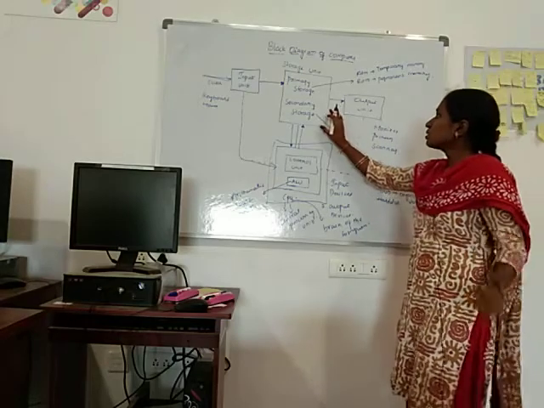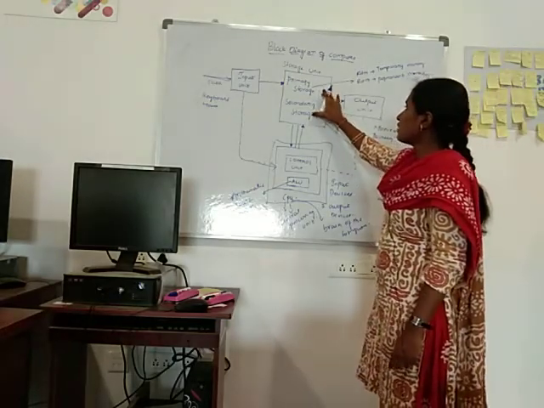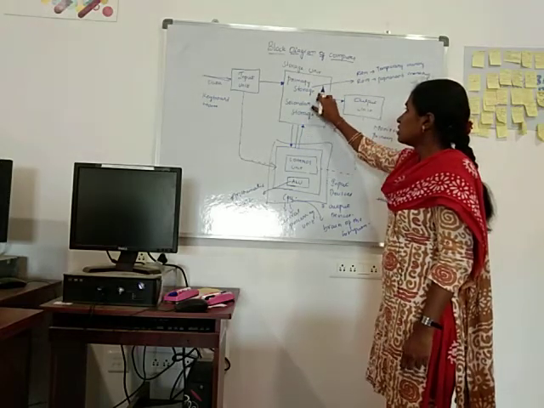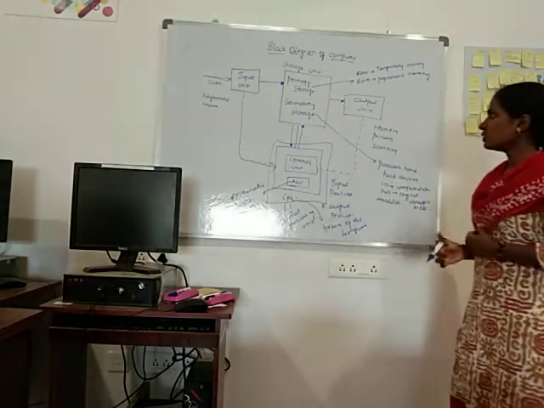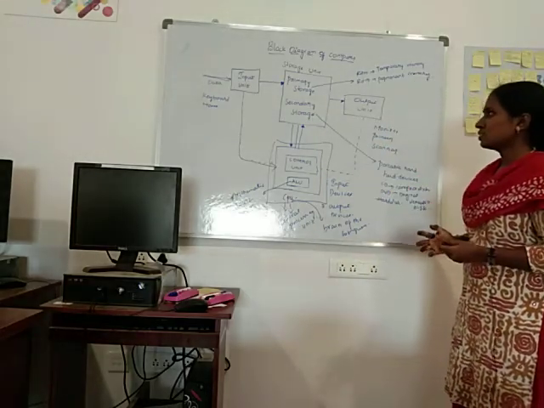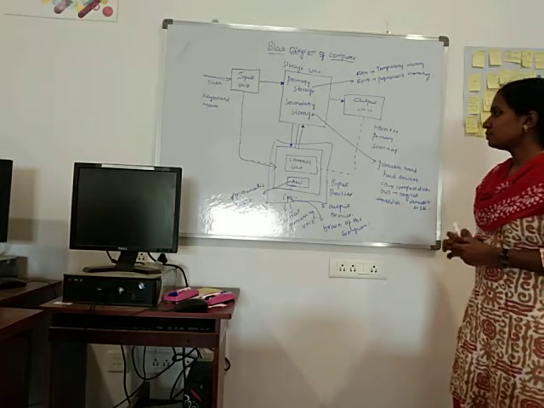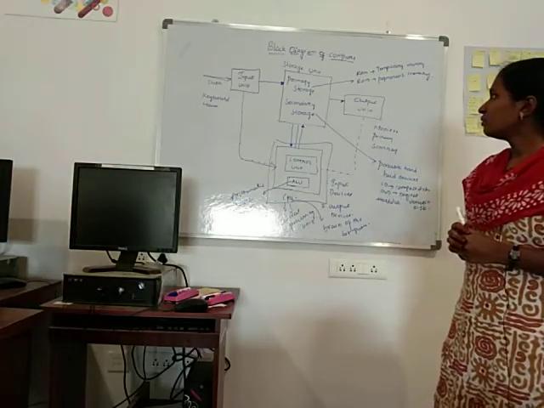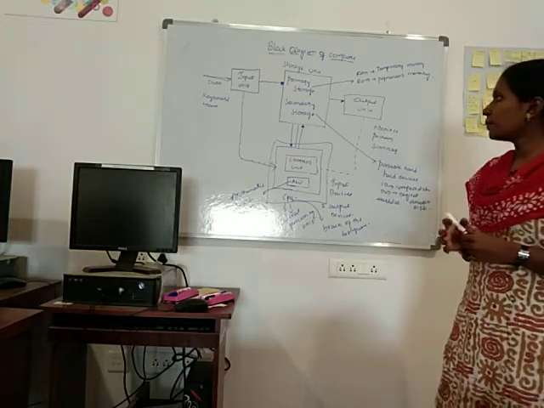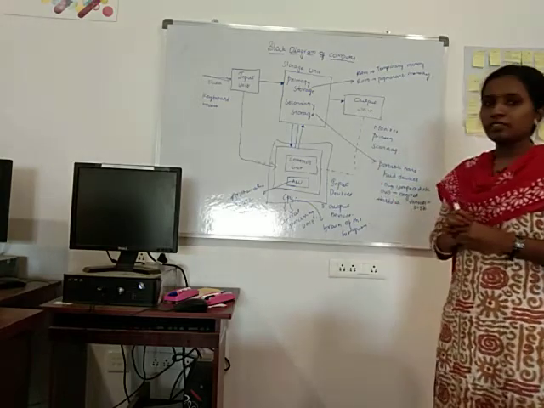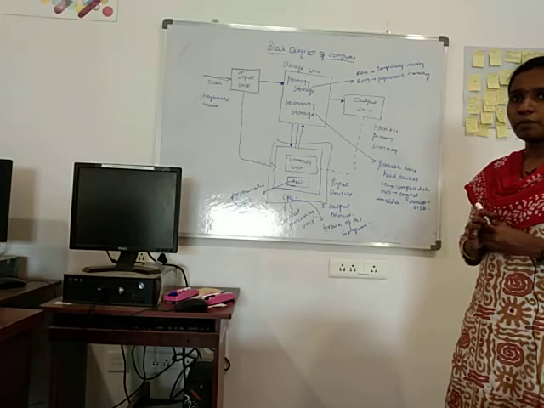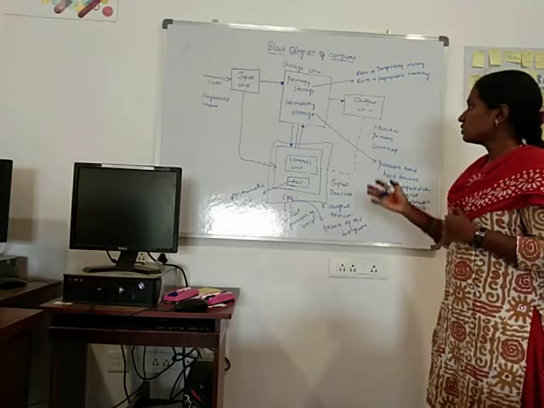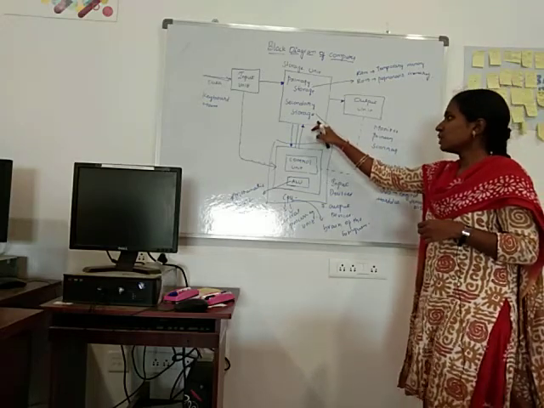So next, the storage unit. The storage unit consists of two main parts, primary storage and secondary storage. Primary storage is temporary storage and secondary storage is permanent storage. Temporary and permanent means that if your system is suddenly shut down, the data will vanish in temporary memory. If the system is suddenly shut down due to power off, the data will not vanish in the secondary storage, that is permanent storage.